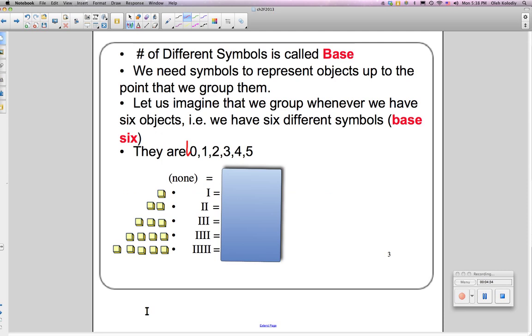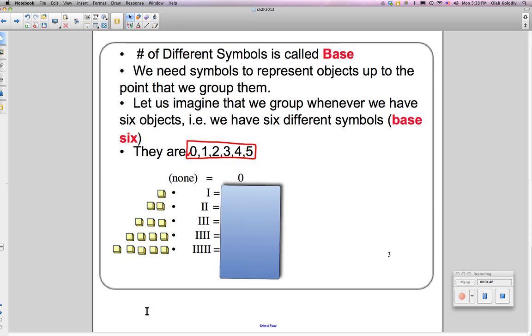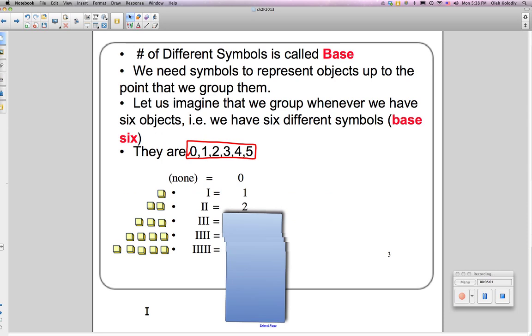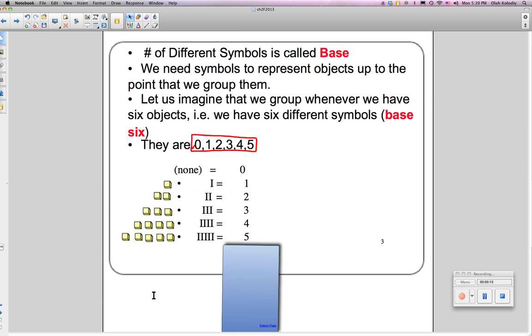We have 6 different symbols. Here they are right here, 6 symbols. No other symbols exist, and we need to use just these 6 to be able to write any number at all. How are we going to do that? Well, let's see. If we have nothing, like over here, we're going to use our first symbol, the first one. If we have this many objects, then we're going to use this symbol. If we have this many objects, we will use this symbol, and so on, up to five objects.